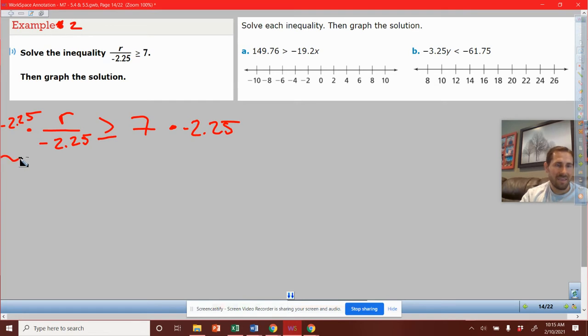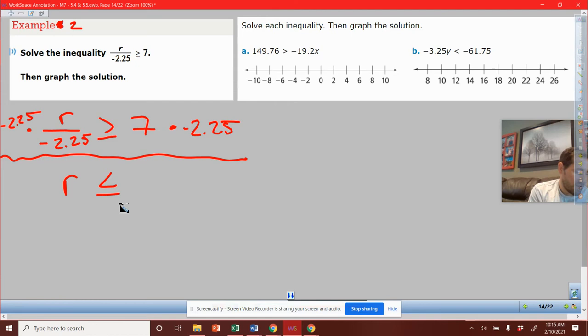Okay, that gives me a new equation. These negative 2.25s cancel each other out. I get r. Since we multiplied by a negative number, we need to go ahead and change that sign. So now we're multiplying here, and I feel like some of us are forgetting how to multiply decimals. So I've got negative 2.25.